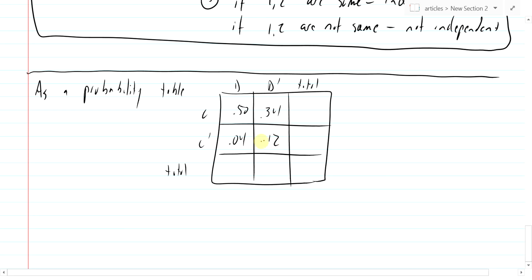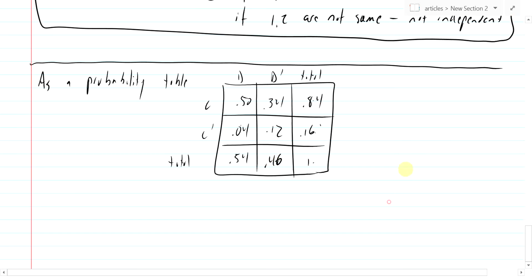So we can take our Venn diagram tables and just divide everything by the total number of people, and that gives you a probability table. And you can add up the probabilities. 84% of the people had coffee, 16% of the people did not have coffee, 54% of the people had donuts, 46% of the people did not, and of course the totals have to add up to a probability of 1.